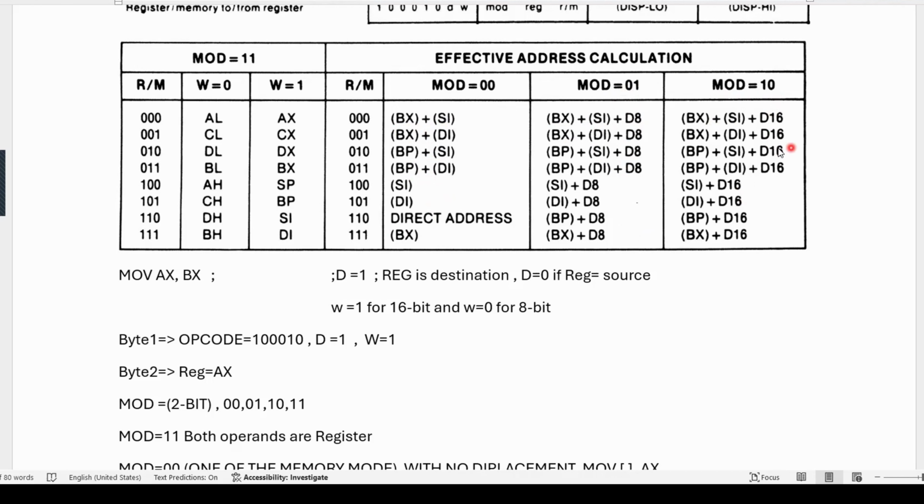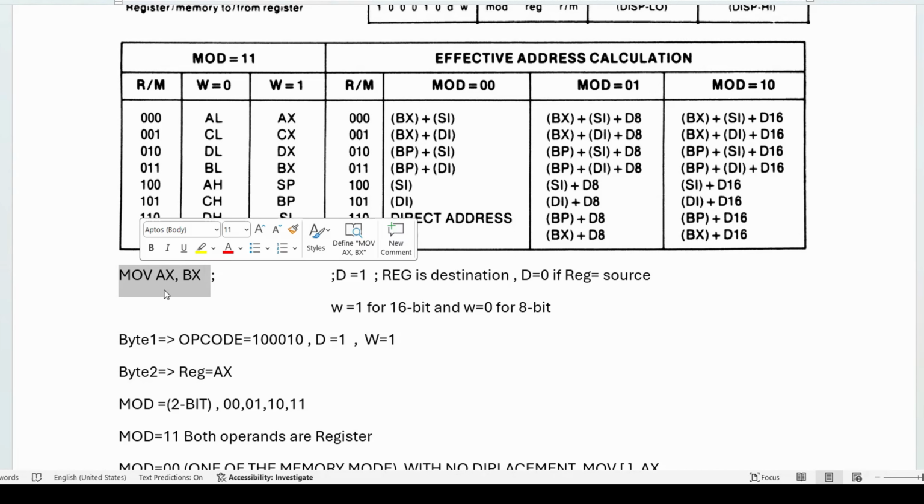D16 means 16-bit displacement. So if I ask you, what about this instruction? This is very simple. This instruction does not have any memory mode. So we will not follow mod equal to 00, because it is about memory mode. We will also not follow mod equal to 01, because it is memory mode with 8-bit displacement. And we will also not follow mod equal to 10, because these are brackets plus displacement, a memory with 16-bit displacement. But mod equal to 11 does not have any bracket, which means we are going to follow this mode, and this is a register mode.